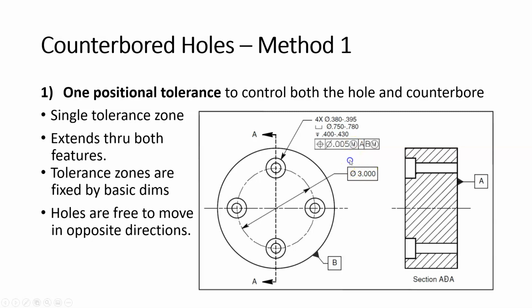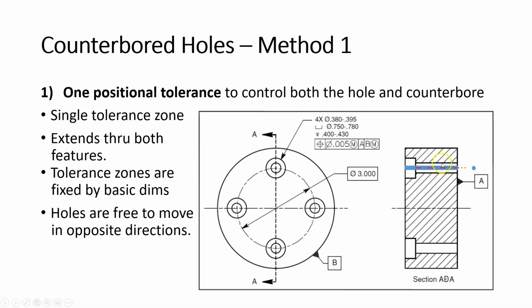Okay, so what this looks like is we have a tolerance zone, and this blue bar right here is the tolerance zone. And you can see I've shown on the right-hand side that it is a circular or cylindrical tolerance zone, right? Because we have a diameter symbol, so it's a cylindrical tolerance zone. The center of the primary hole and the center of the counterbore hole must lie within that tolerance zone.